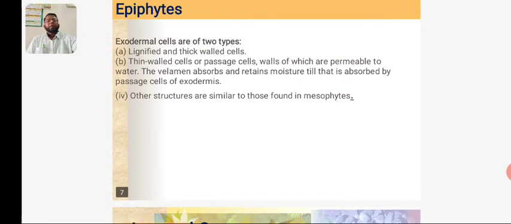Then see another feature of the internal character. Exodermis cells are of two types, lignified and thick-walled cells. Thin-walled cells are passage cells, whose walls are permeable to water. The velamen absorbs and retains moisture till it is absorbed by the passage cells of the exodermis. Other structures are similar to those found in mesophytes.